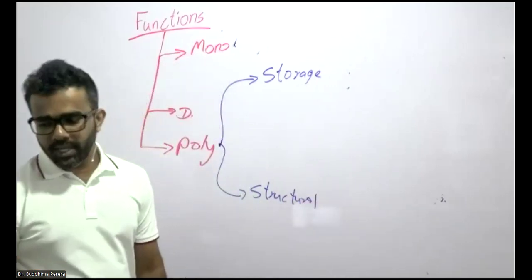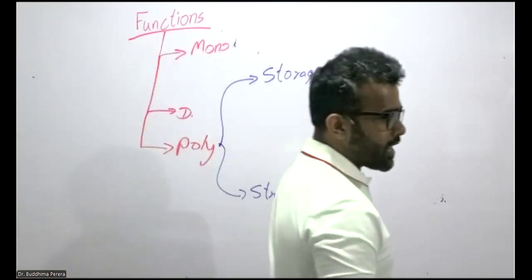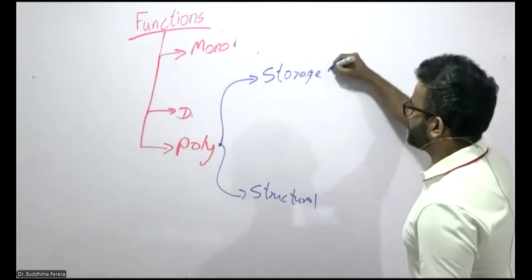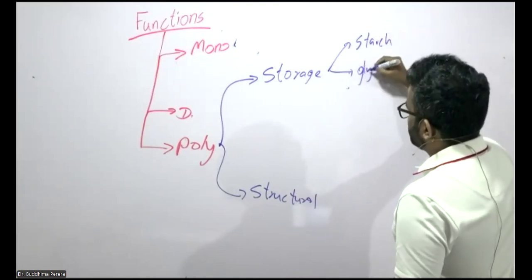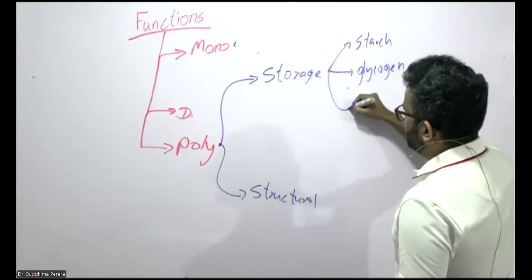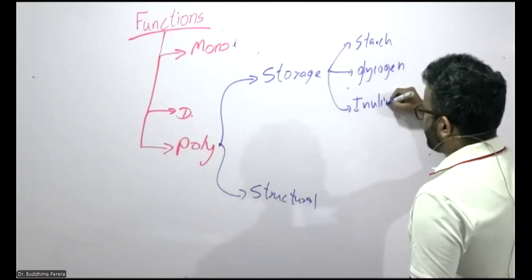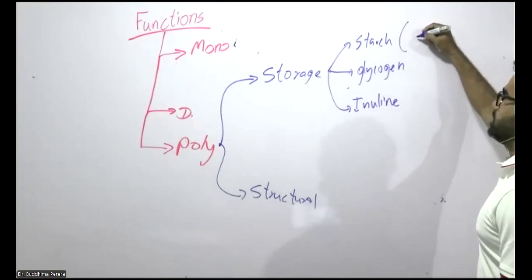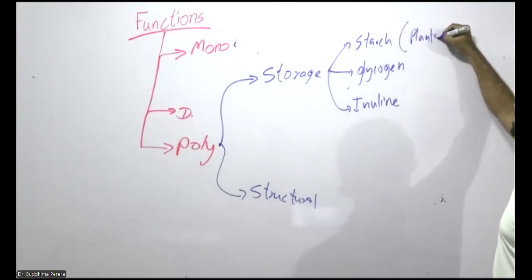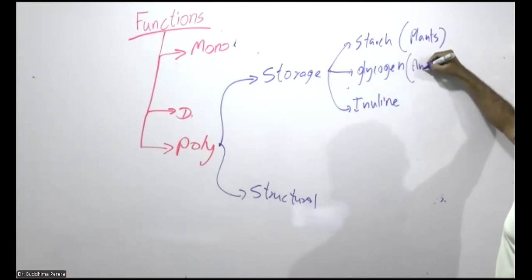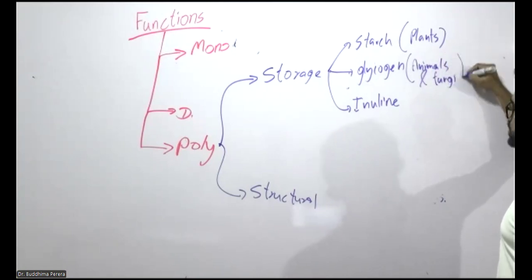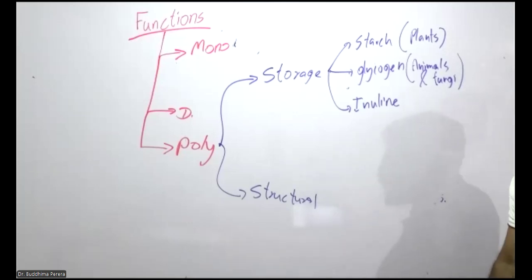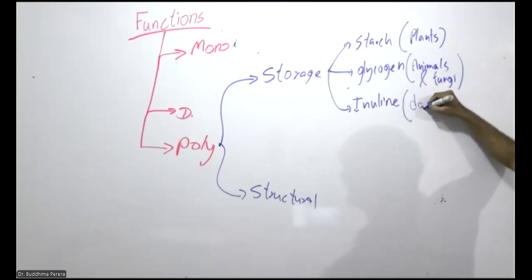What are the storage polysaccharides? Starch, glycogen, and inulin. Starch in plants, glycogen in animals and fungi, inulin in dahlia tubers.